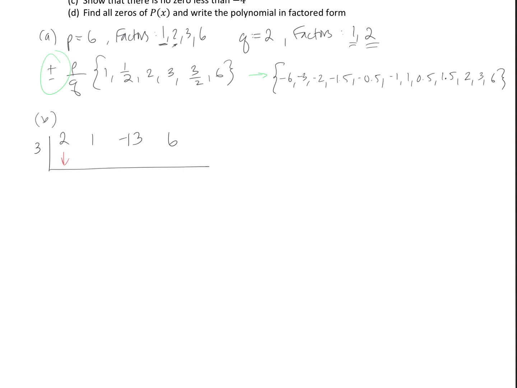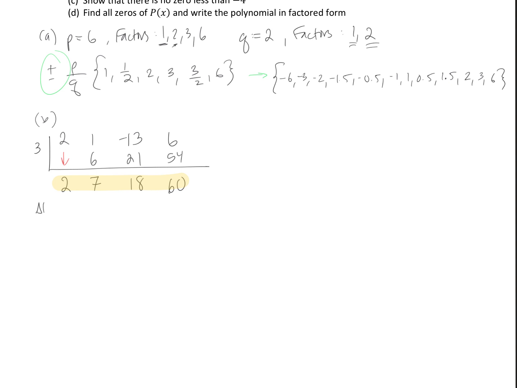So that will be 2. Then 3 times 2 is 6. Adding those is 7. 3 times 7 is going to be 21. Adding those, we'll get 18. 3 times 18 is 54. Adding those, we'll get 60. So take a look at the signs. These are all non-negative.